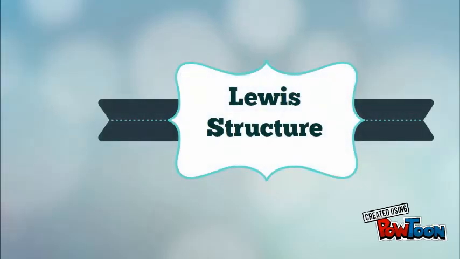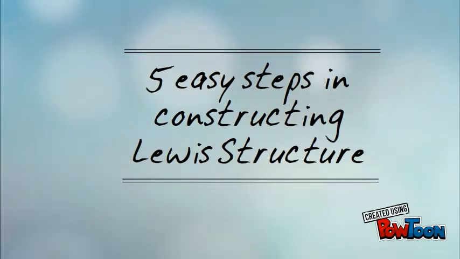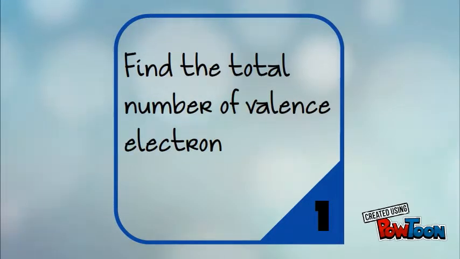So now, let's proceed in our discussion. Lewis structures are visual representations of the bonds between atoms and illustrate the lone pairs of electrons in molecules. There are 5 easy steps in constructing Lewis structures. The first one is to find the total number of valence electrons.